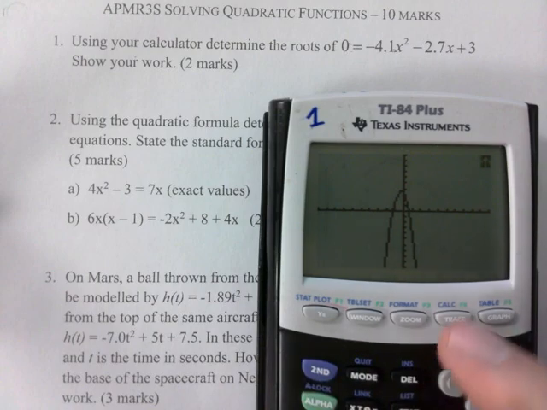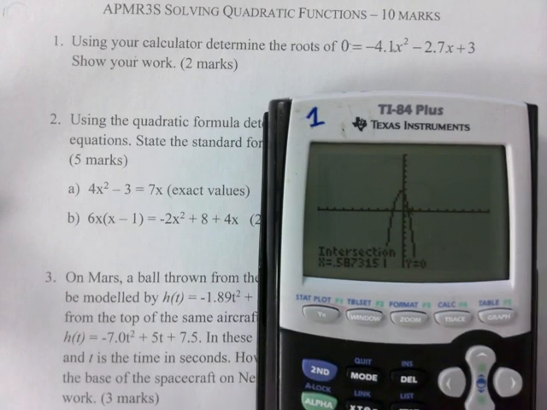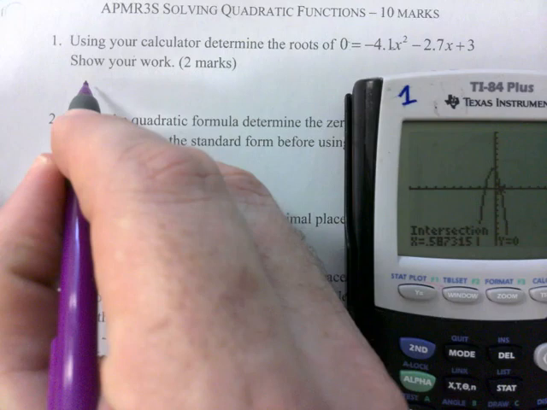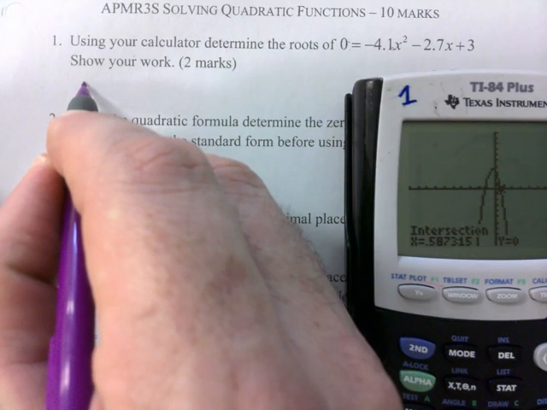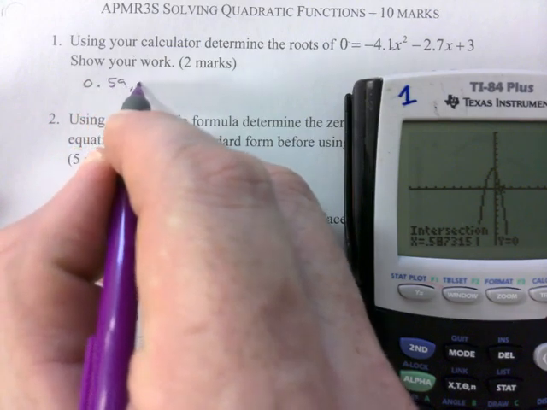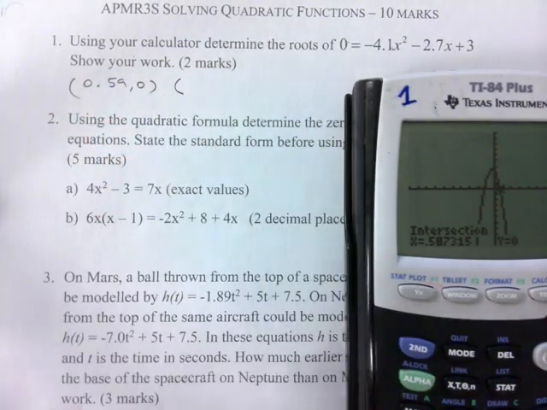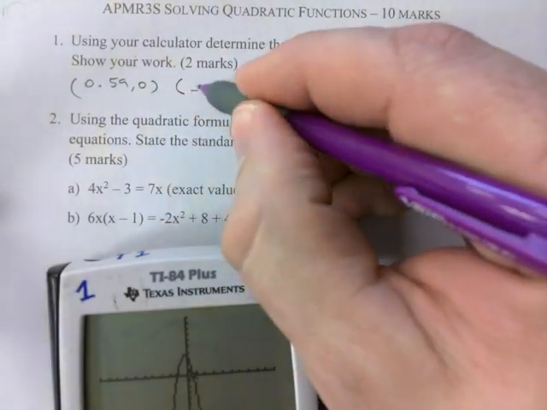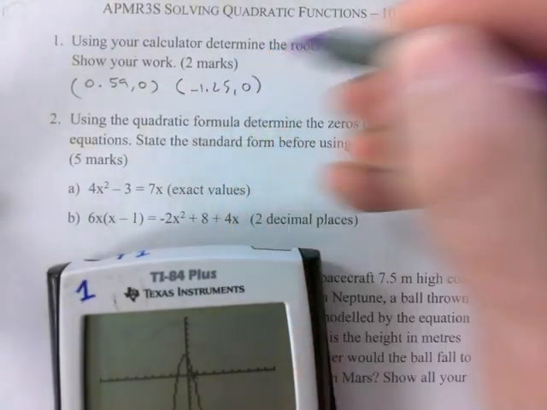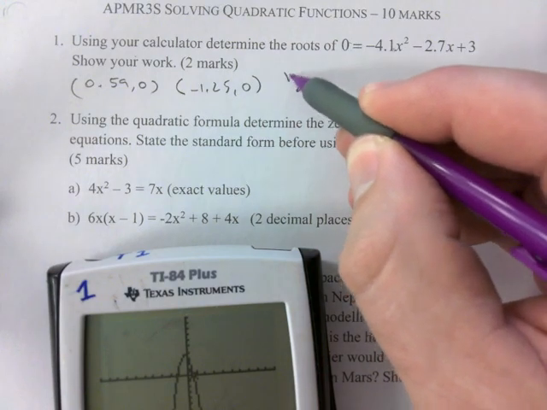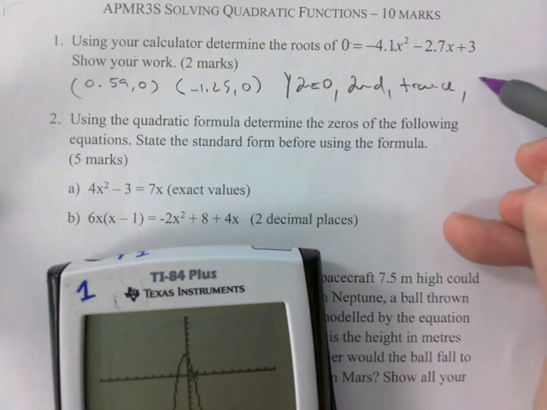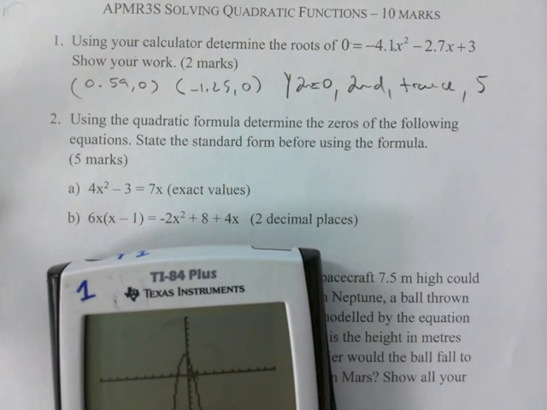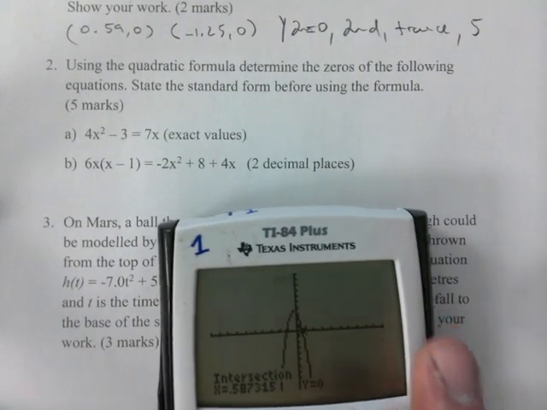And so if I try to find those, I'm going to just fast forward these ones. You get 0.590. So that's one of the roots, and the other one is negative 1.250. And I've used y2 is equal to 0, second trace 5. This is solving a quadratic, by the way, which we've been doing all along. And so there are your roots.